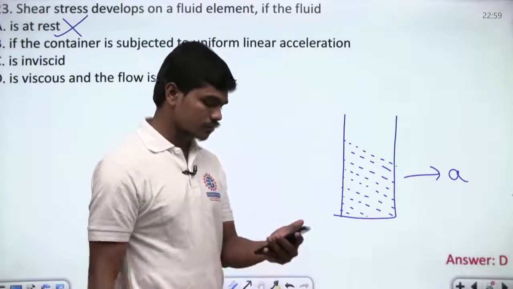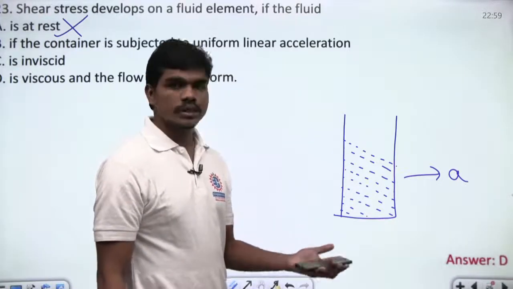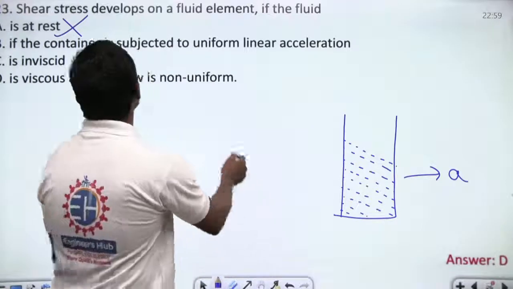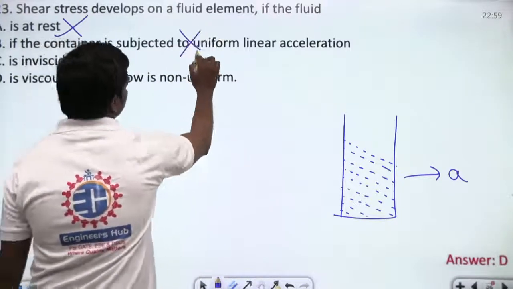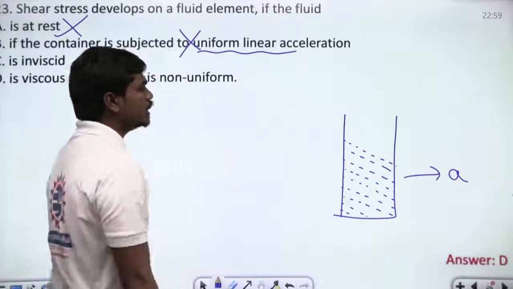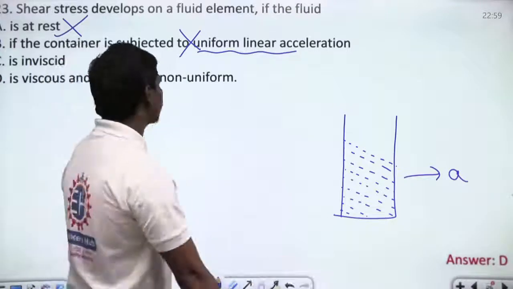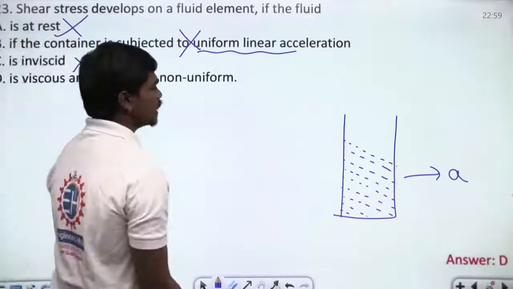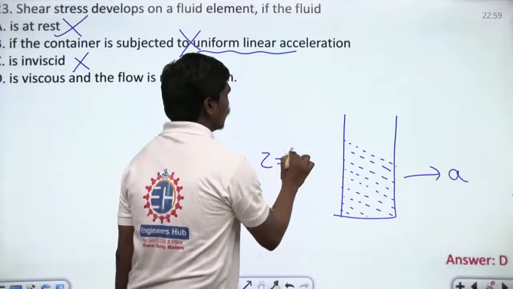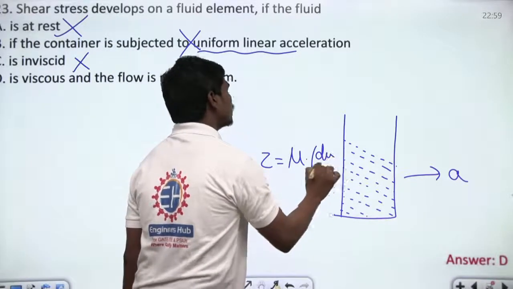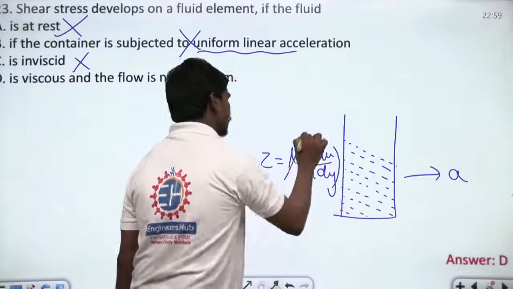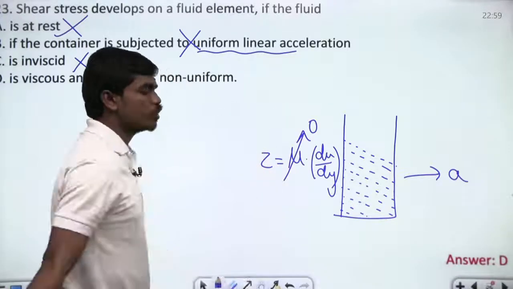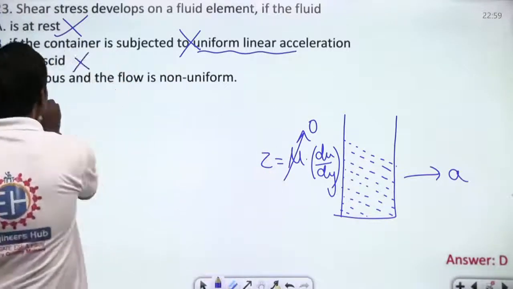So this is also wrong because it's subjected to uniform linear acceleration, which means there won't be any relative motion between the fluid layers. Also, inviscid means viscosity is 0, and tau is equal to mu into du by dy generally. So whenever the fluid is inviscid, if the viscosity is 0, then there won't be any shear stress acting. So this is also wrong, but this is correct.